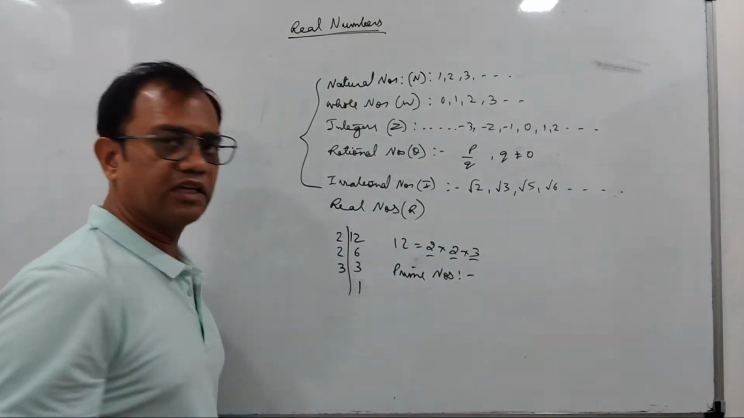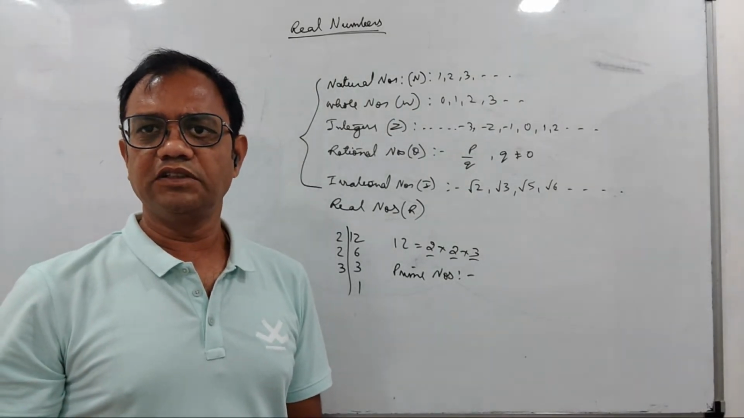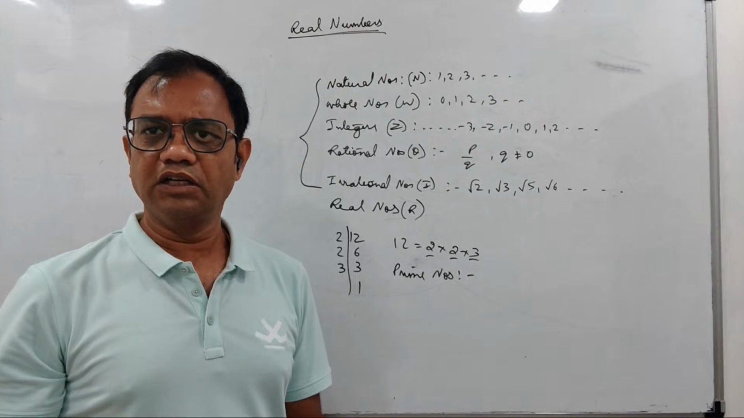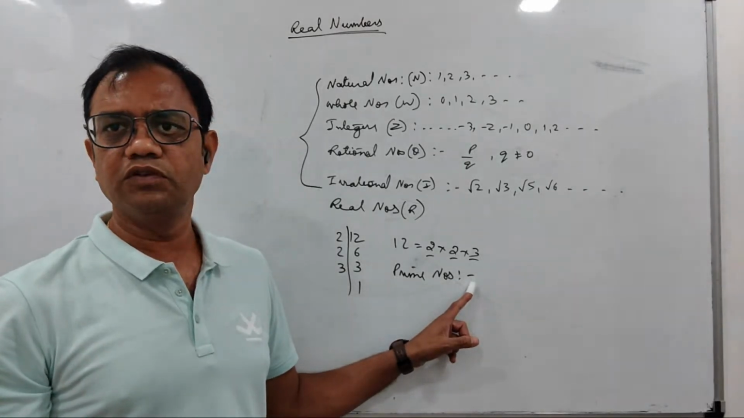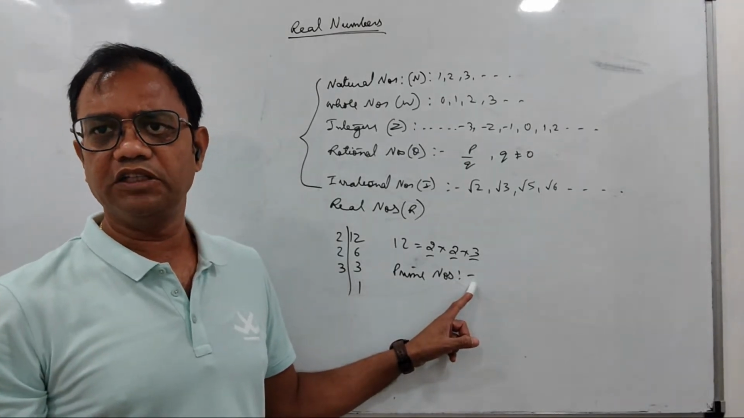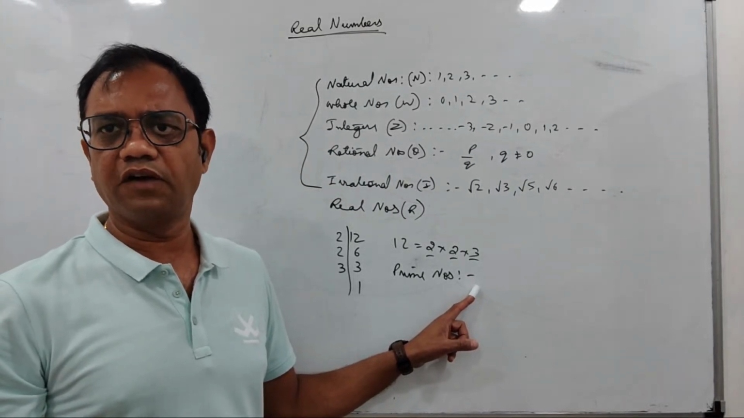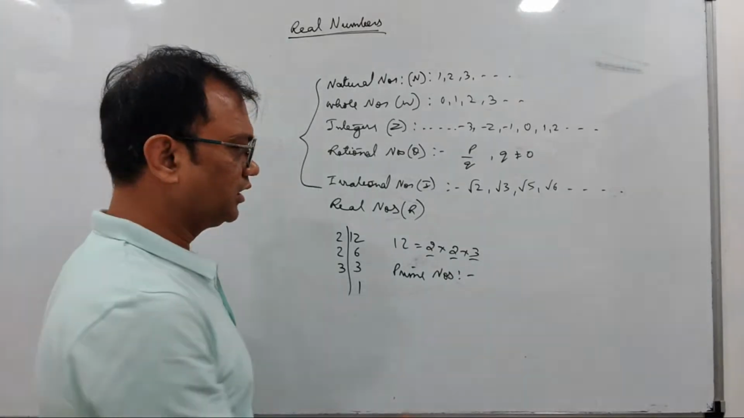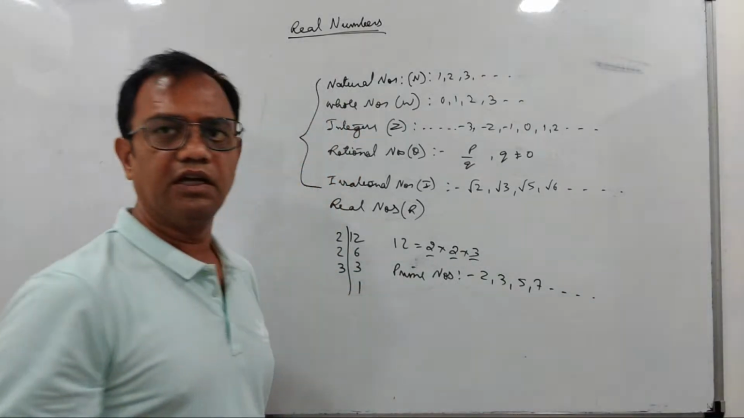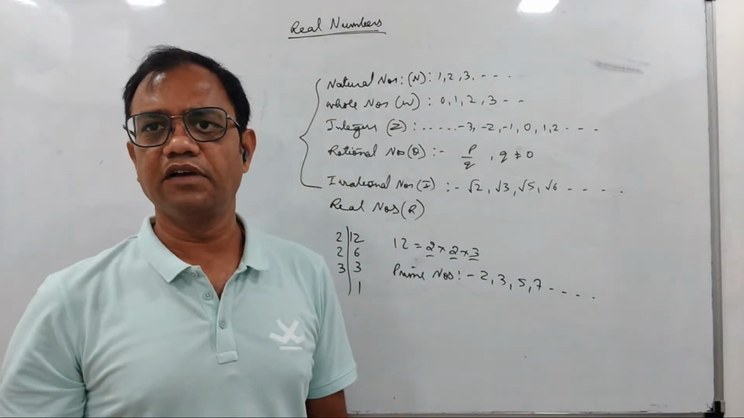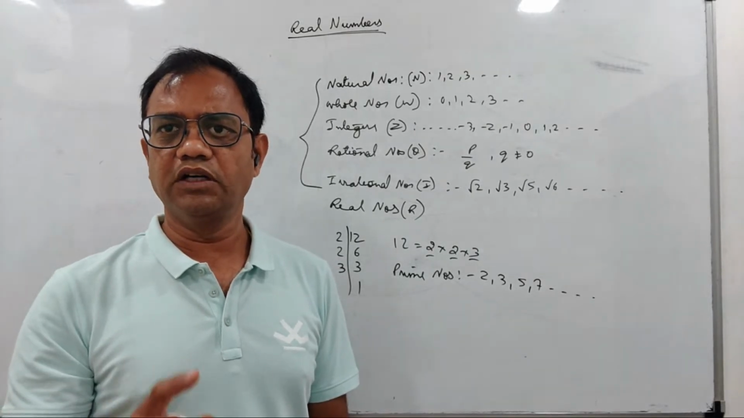So I will explain what prime numbers are. Prime numbers are those numbers which are divisible by 1 and itself. They do not have any other factor. If it is 2, the factors of 2 will be only 2 and 1. If it is 3, the factors of 3 will be only 3 and 1. If it is 5, the factors of 5 will be 5 and 1. 7 has the factors 1 and 7. Therefore they are called prime numbers. 11, the factors of 11 are 11 and 1. So prime numbers are those numbers which have only 1 and itself as factors.